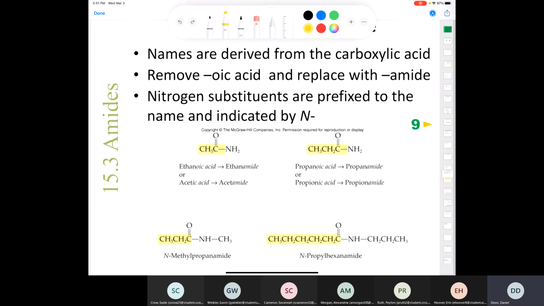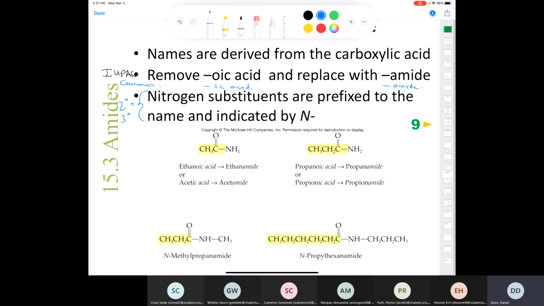The names are going to be derived from the carboxylic acid. We remove oic acid and we replace with amide. That's for IUPAC nomenclature, so we'll put IUPAC here. If it's a common name, if we're using the common name of a carboxylic acid, we remove ic acid and we replace with amide. If you have a nitrogen substituent, and this only happens for secondary and tertiary amides, then you prefix the substituent with an N that's italicized, and then you give the name of the substituent.